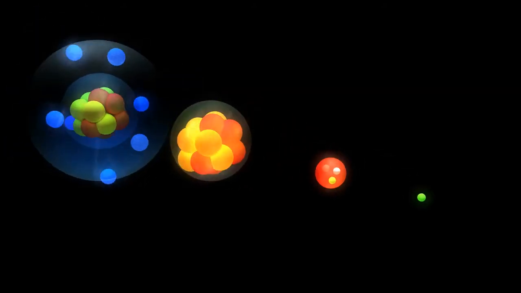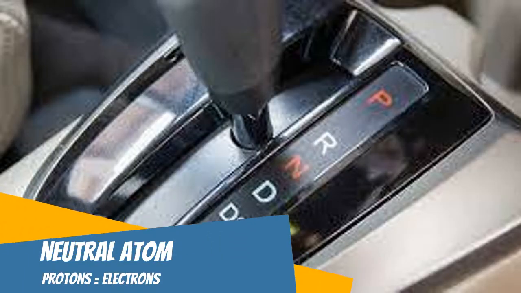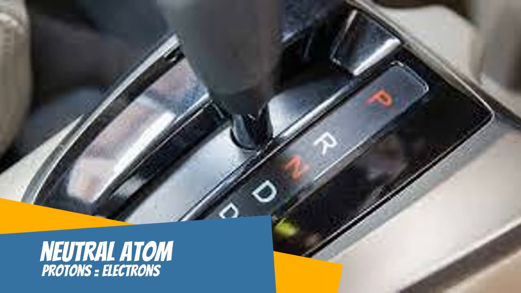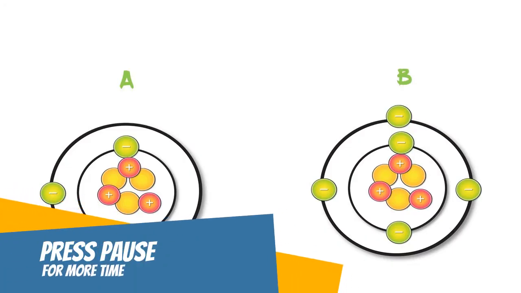When looking at an atom's parts, we can determine if it's neutral by counting the electrons and protons. If both particles equal the same number, then it is a neutral atom. Let's practice. Which is a neutral atom, A or B, and why?